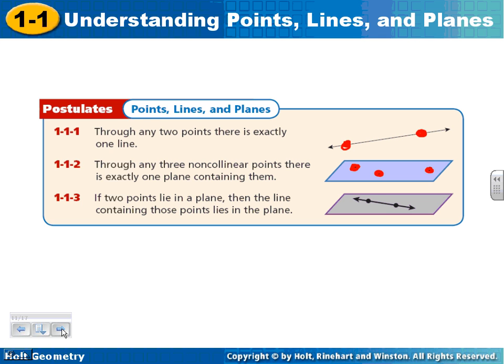The third one, 1-3. If 2 points lie in a plane, then the line containing those points lies in the plane. So that means if this point and that point are in this plane, then the line that goes through them is also in that plane. And remember, a plane is just a flat surface. It's not an airplane. Next slide.